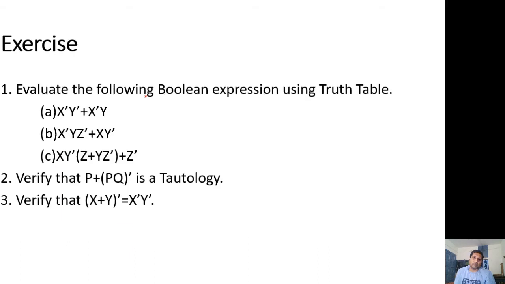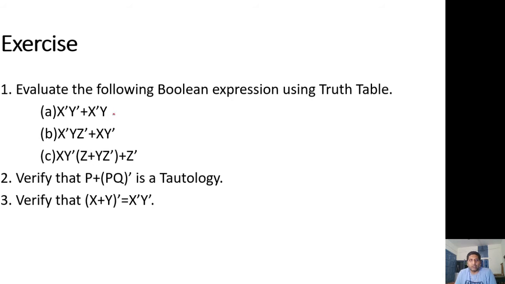Now we have to do some exercise on truth table. The first one is x bar y bar plus x bar y. Second one is x bar y z bar plus x y bar. Third is x y bar into z plus y z bar plus z bar. And the second question is to verify that p plus p q bar is tautology. And third is to verify that x plus y bar is equal to x bar y bar.